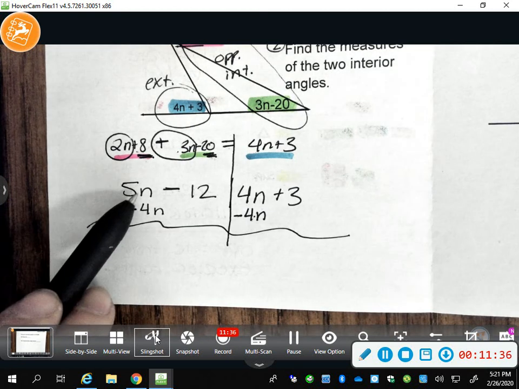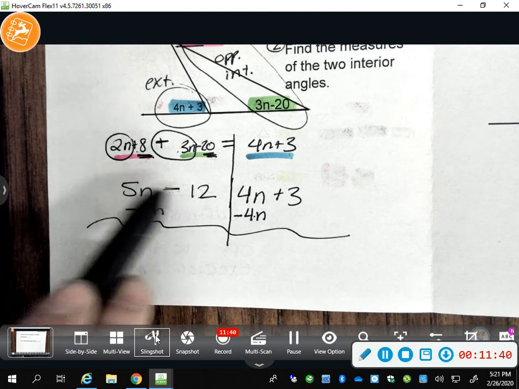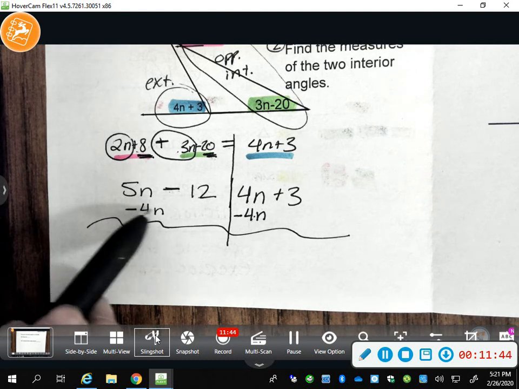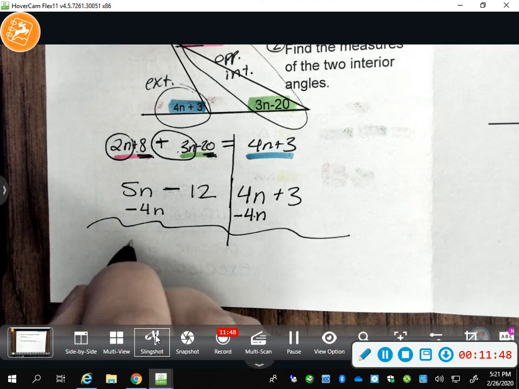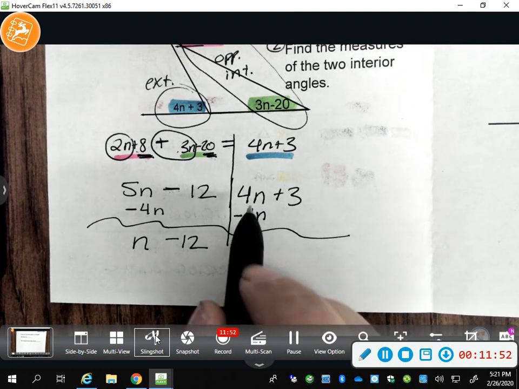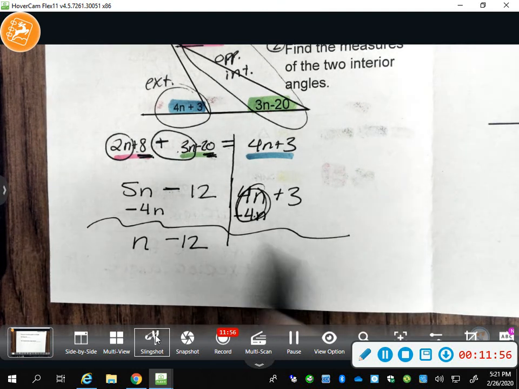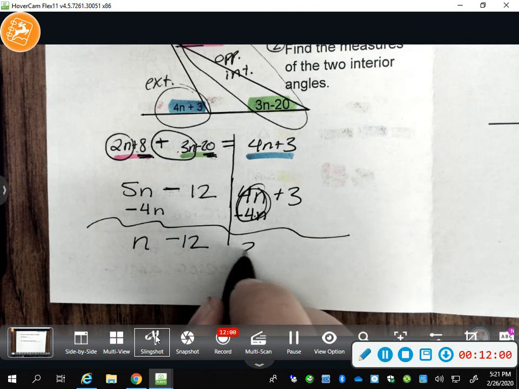That leaves us with 5n minus 12 minus 4n. If I rearranged the way I combined these terms, 5n and 4n could be combined. 5n minus 4n leaves us with a positive 1n minus 12. 4n and minus 4n makes 0. That's why it was helpful for us to move that to the other side. And this leaves us with a positive 3.